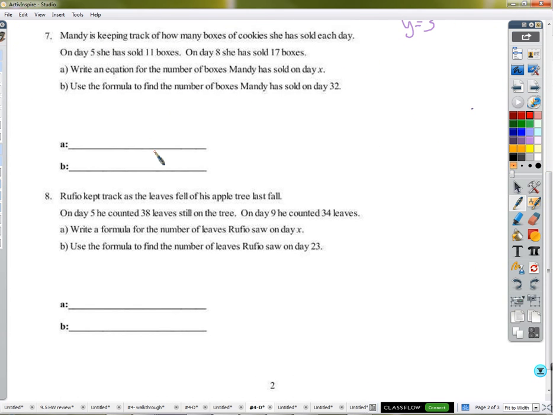Here we have some word problems, but it's the same idea as all those tables. So Mandy's keeping track of how many boxes of cookies she sold each day. On day 5, she sold 11 boxes. So if I really wanted to make it look like a table, I could. At day 5, she sold 11 boxes. At day 8, she sold 17 boxes.